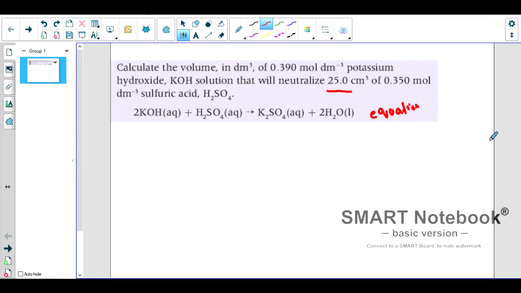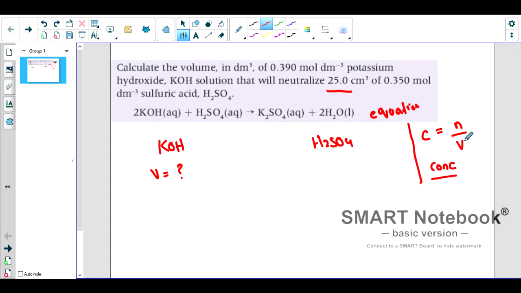So we have an acid and we have a base, because we are dealing with acid-base titration. One thing we have is KOH and one thing we have is H2SO4. What is given to us? We want to find the volume of KOH, and what is this thing? 0.390 moles per decimeter cube. From the unit you can pick it: this is moles per decimeter cube, which means N over V. This is basically concentration. Concentration is number of moles over volume. So we are given the concentration, which is 0.390.